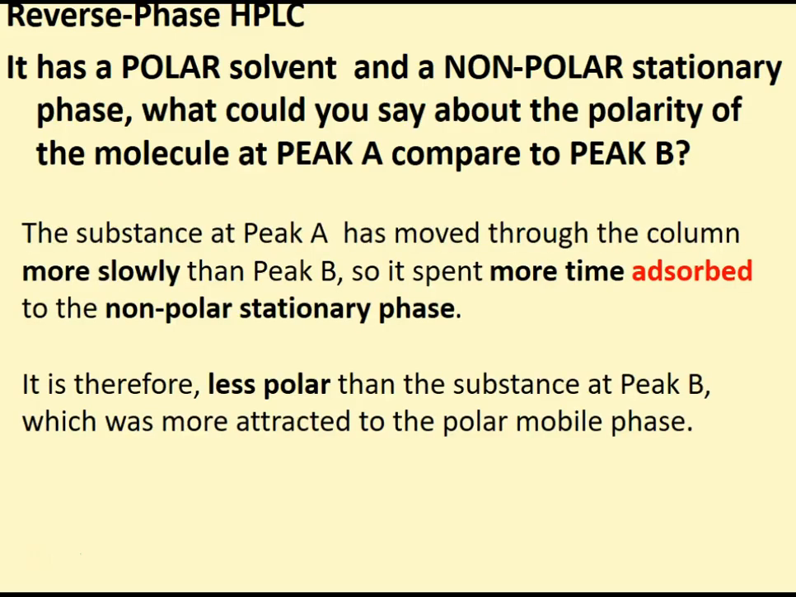Okay, so the substance at peak A has moved through the column more slowly than peak B, so it spent more time adsorbed to the non-polar stationary phase. So you had to write it in terms of peak A compared to peak B. So peak A came out slower, so it has more time adsorbed to the non-polar stationary phase. So if it's spent more time adsorbed to the non-polar stationary phase, then it must be less polar, more non-polar, than the substance at peak B.